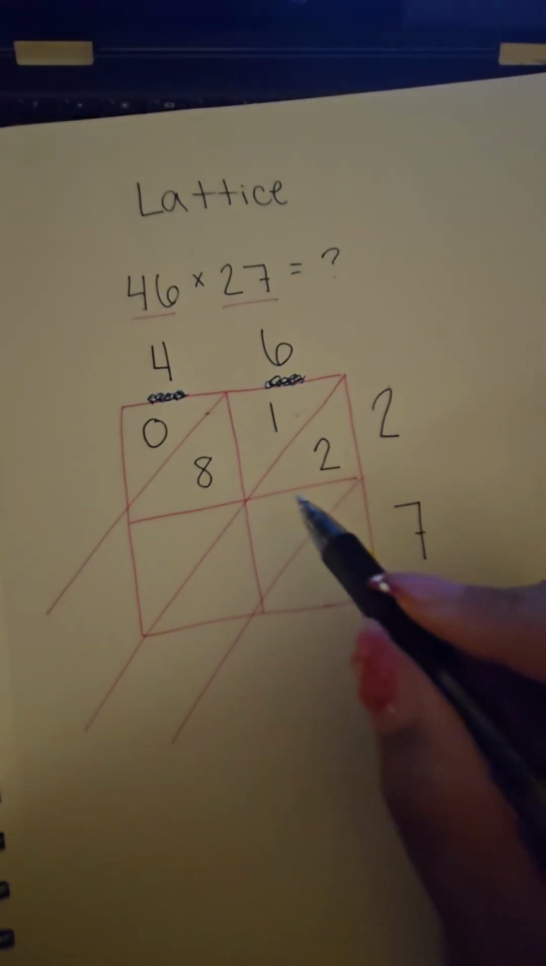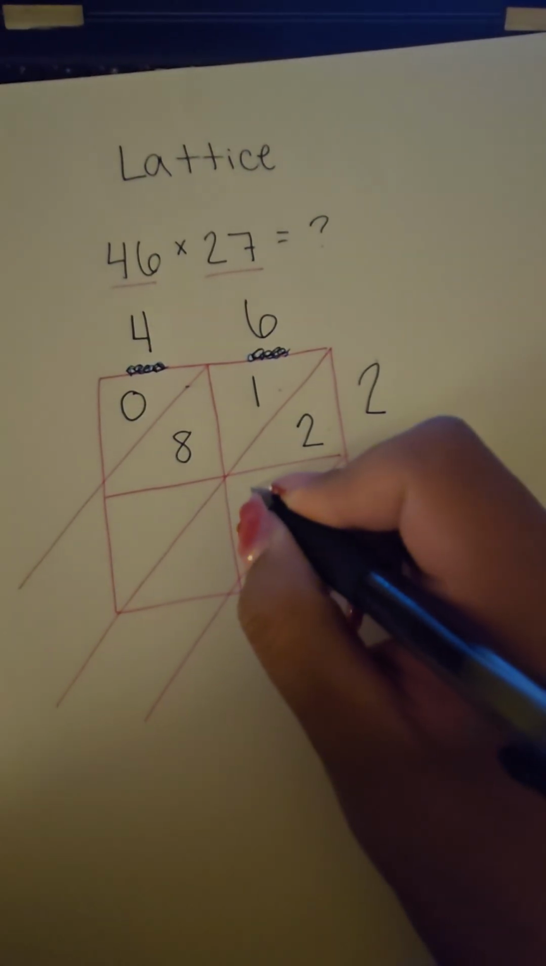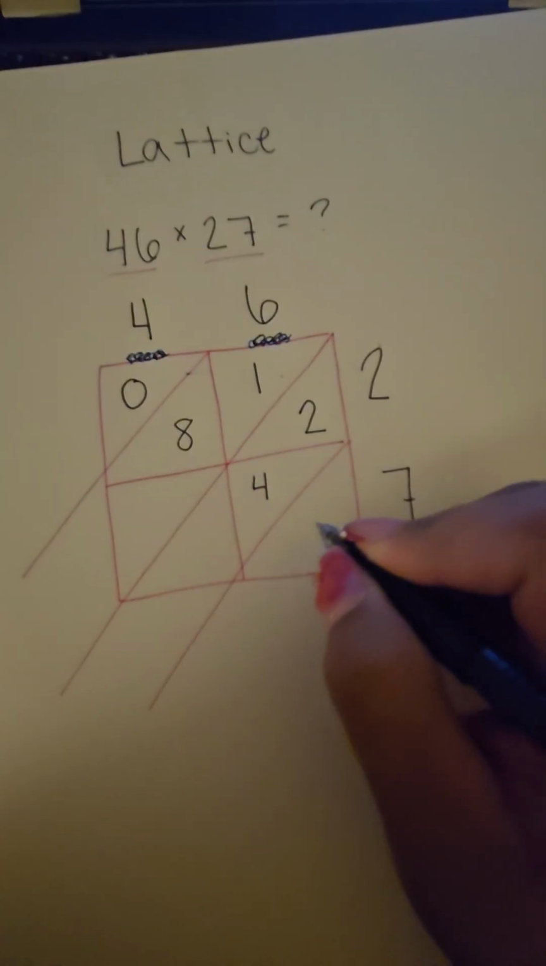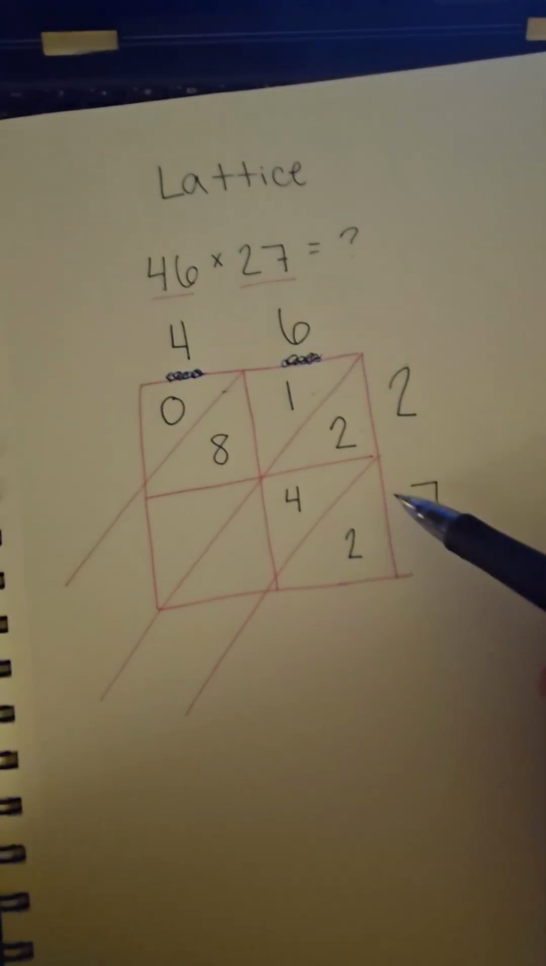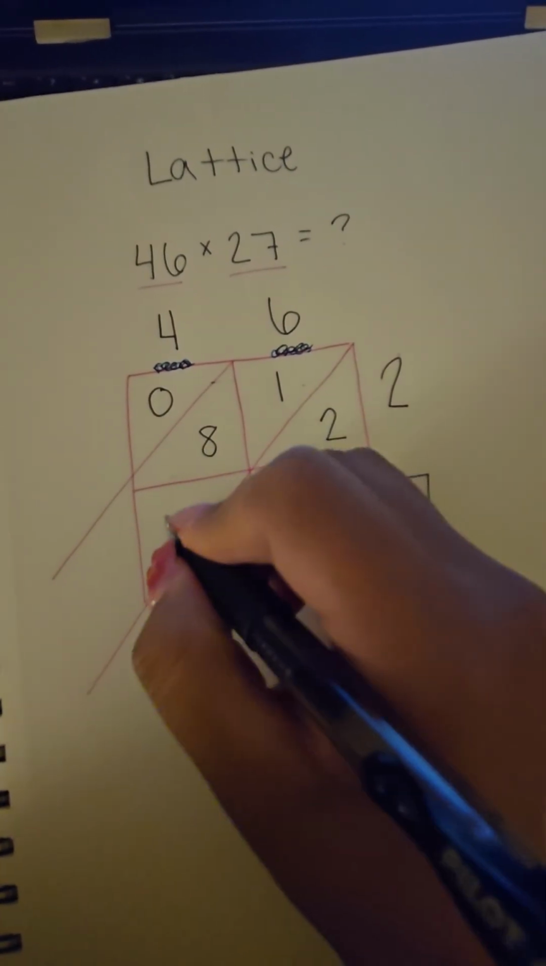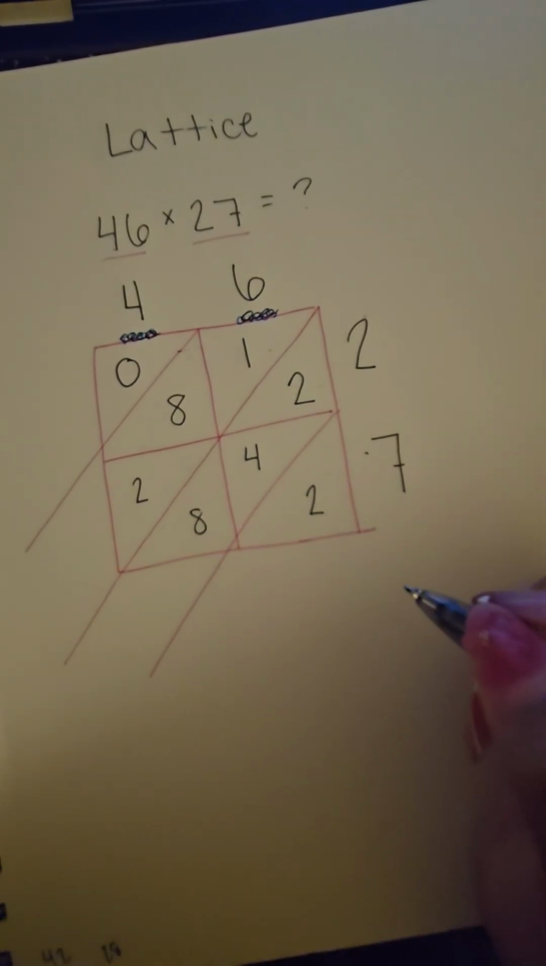All right. Now we're going to do 6 times 7, which is 42. Again, you put that 4 in the tens and 2 in the ones. And then we have 4 times 7 as our last part. So 2 in the tens, 8 in the ones.